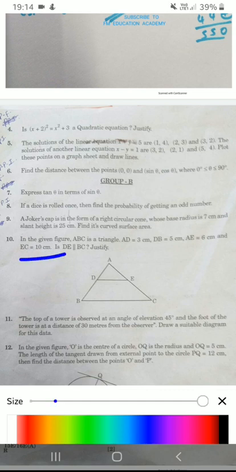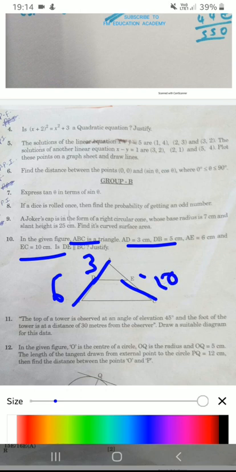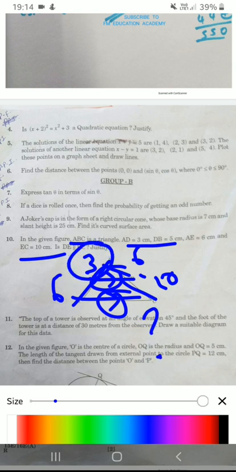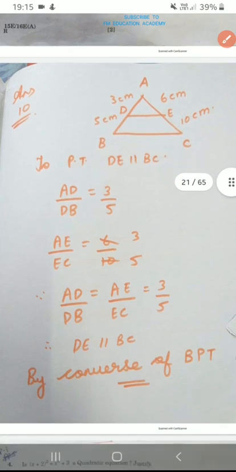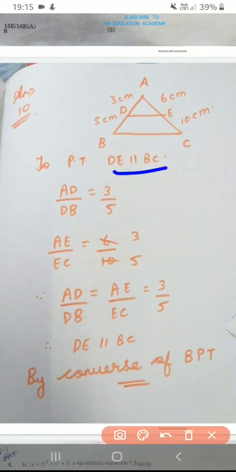See, the 10th question is, in the figure ABC is a triangle. AD is equal to 3 centimeters and DB is equal to 6 centimeters and EC is equal to 10 centimeters. And also AE is equal to 6 centimeters. It is asking us whether DE is parallel to BC or not. It gave the ratio of the sides and it is asking whether DE is parallel to BC or not. So we know the concept that we have to prove DE parallel to BC, right?